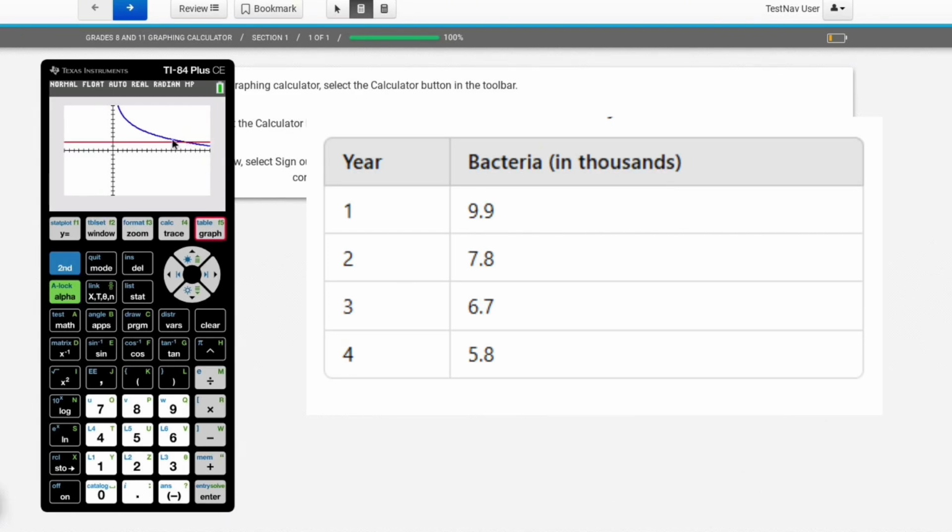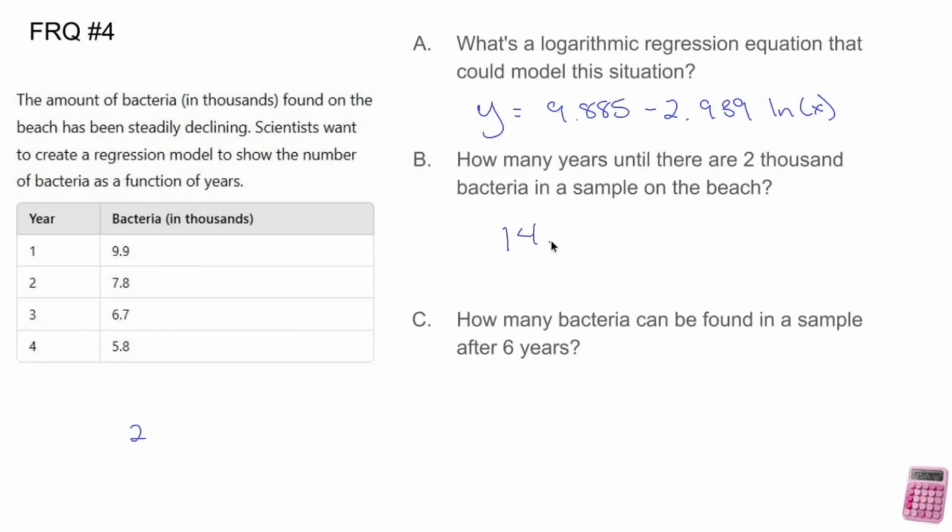Now what I want to do is I want to find out where those guys intersect. So second, calc, 5 will let me do that. So let's scroll a little bit closer. Enter. Go to the right a bunch of times. Oh, did I not hit enter? I guess I did. Let's try it again. Enter. Now let's do the second one. Go to the right a little bit. Good. Enter. Enter. And we're looking at 14.627 years. So let's go over and write that out. 14.627 years.